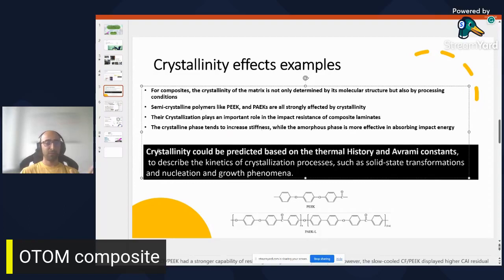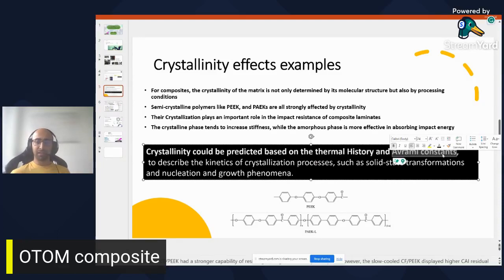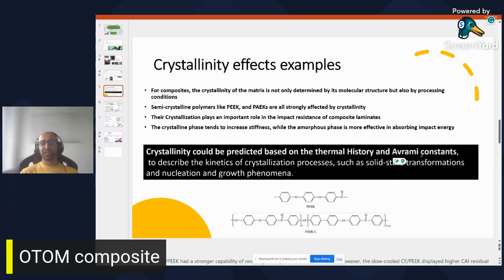So basically we could predict this for the processing conditions based on the thermal history of the material, and also the Avrami constant or Avrami formulation, which is a well-known modeling approach in the literature. The Avrami values will be based on the experimental measurement, based on DSC analysis. And if you have these two elements, thermal history and the Avrami parameters, you could expect to be able to predict the crystallinity.